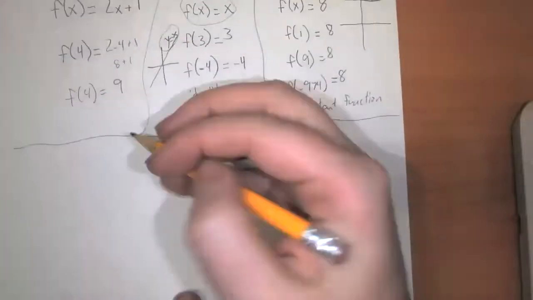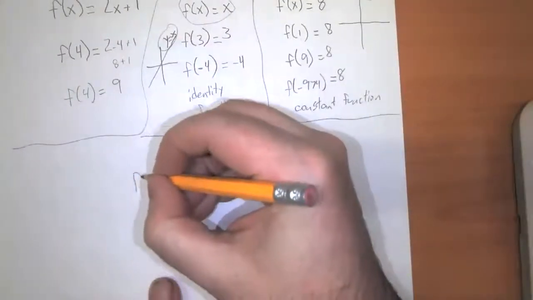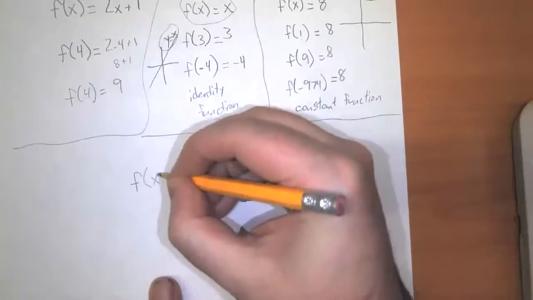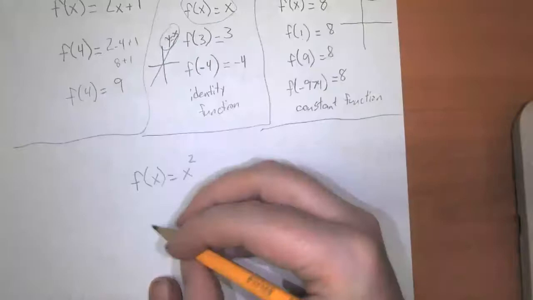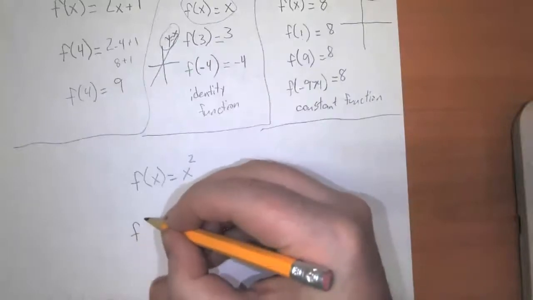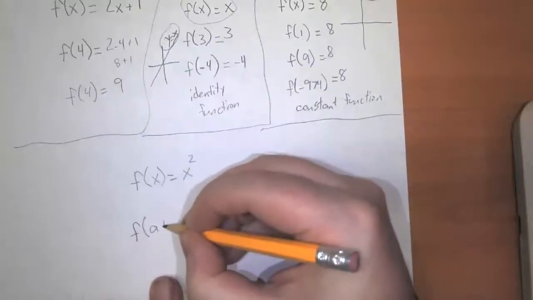There's one last example that I want to show to you. Let's imagine a function f of x is equal to x squared. So what do you think we should do with this?